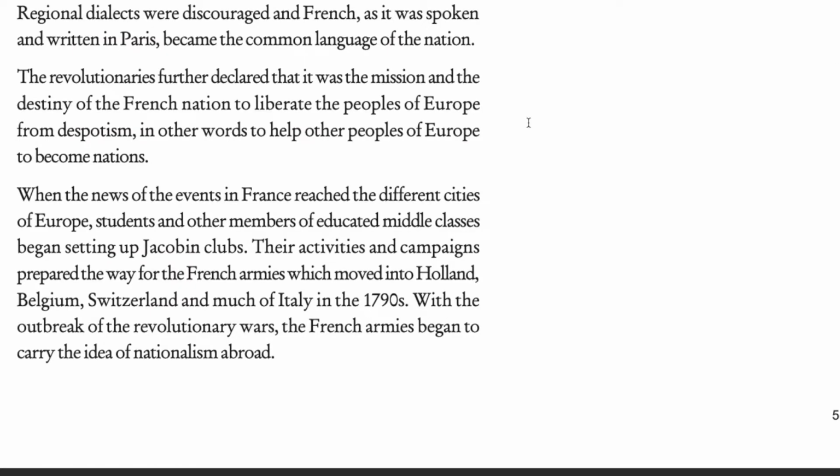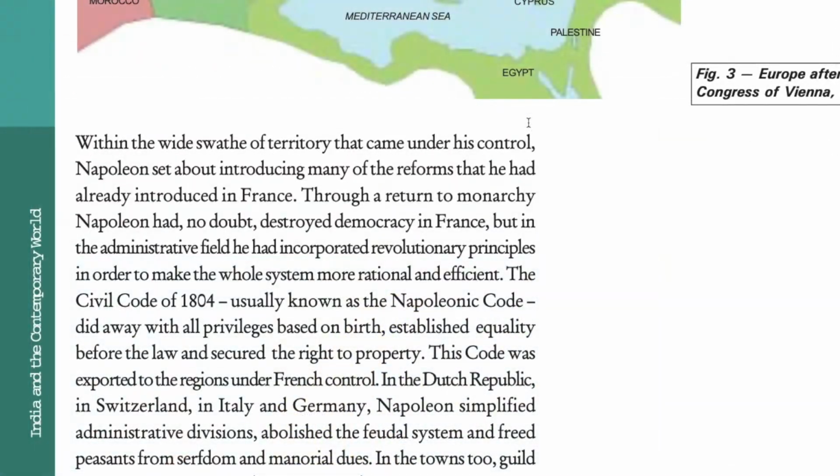When the news of events in France reached the different cities of Europe, students and other members of the educated middle classes began setting up Jacobin clubs. Their activities and campaigns prepared the way for the French armies, which moved into Holland, Belgium, Switzerland, and much of Italy in the 1790s. With the outbreak of revolutionary wars, French armies began to carry the idea of nationalism abroad. Within the wide swathe of territory that came under his control, Napoleon set about introducing many of the reforms that he had already introduced in France.